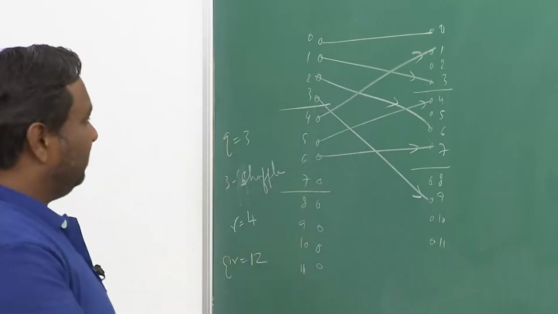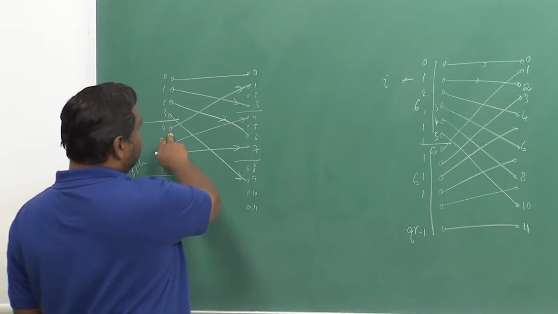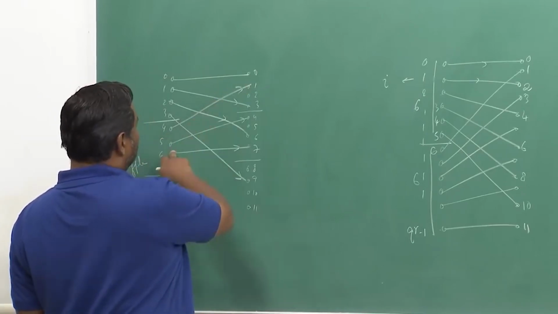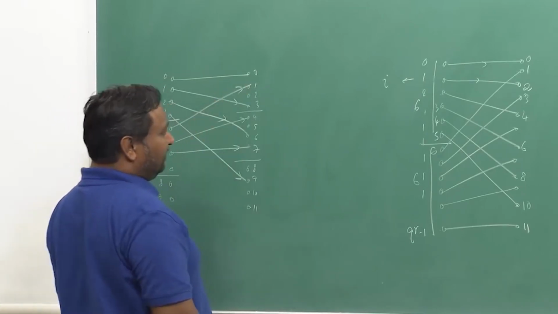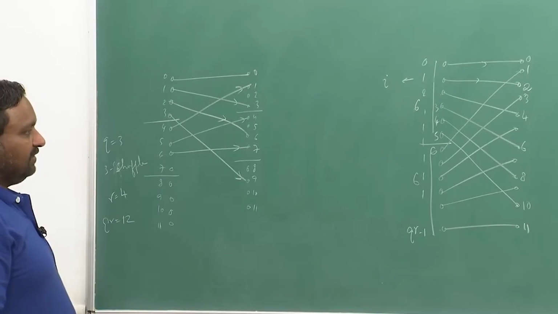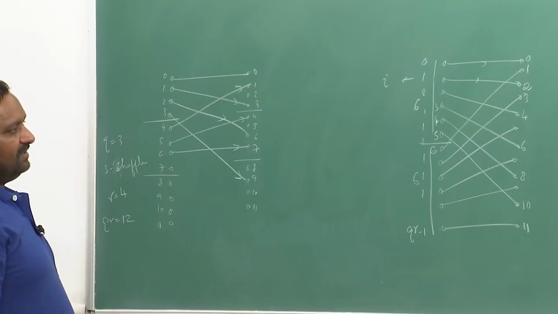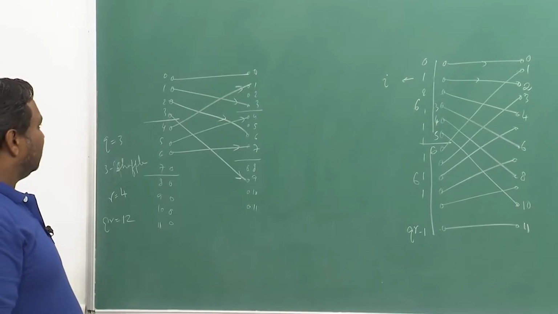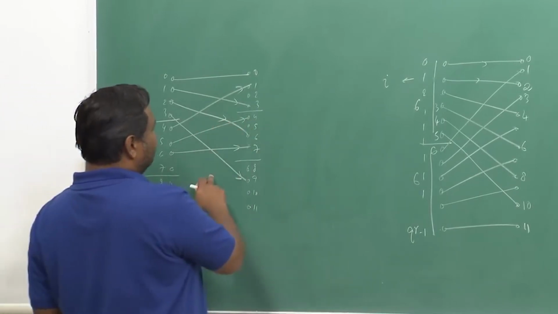So, you can actually even count from there that 4 into 3 is 12, so it goes to 1. 5 into 3 is 15, and 5 by 4 floor function gives me 1, 15 plus 1 is 16, modulo QR, QR is 12, so it becomes 4, so 5 is connected to 4.